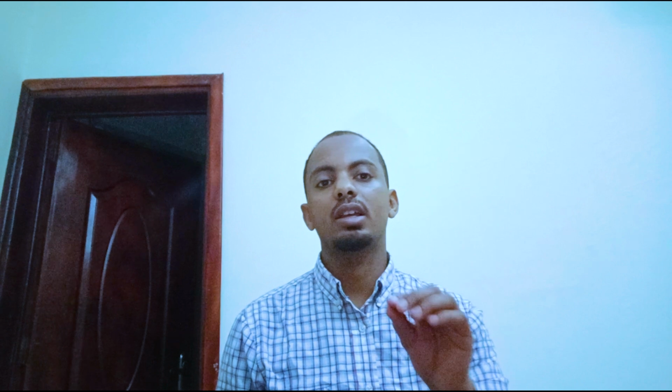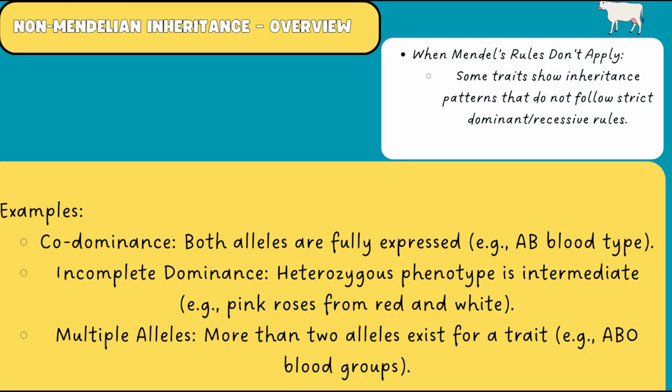While Mendel's work laid the foundation, not all traits follow his simple dominant and recessive rules. In non-Mendelian inheritance, we see patterns like codominance, incomplete dominance, and multiple alleles. For example, in codominance, both alleles are expressed equally, like in the ABO blood group system. And in incomplete dominance, the heterozygous phenotype is a blend of both traits, such as pink roses from red and white parents.